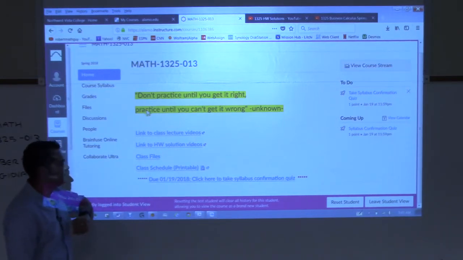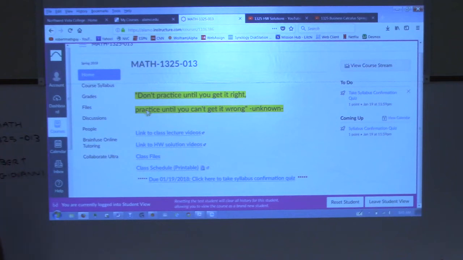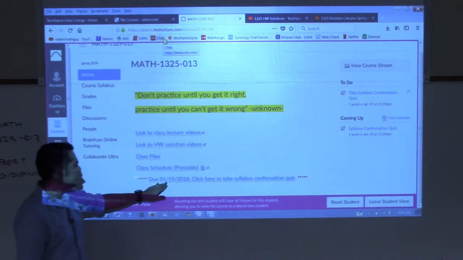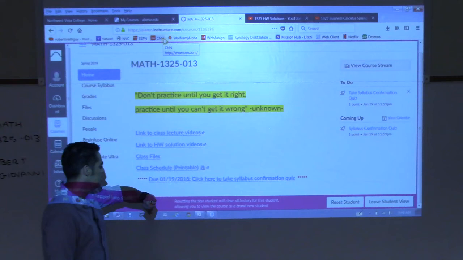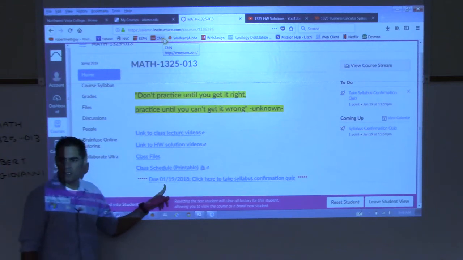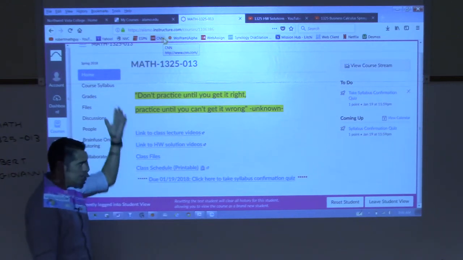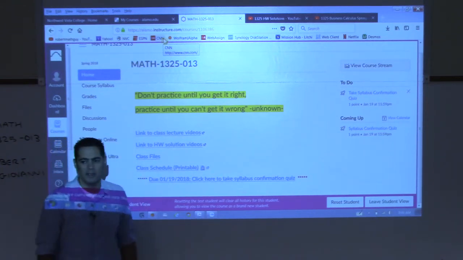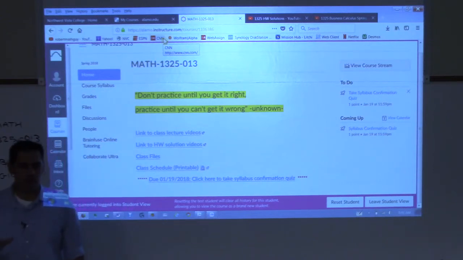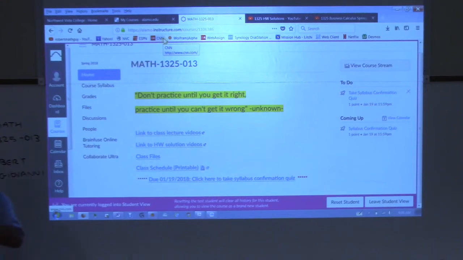And then the schedule. Now I do have a syllabus confirmation quiz. It's supposed to be due tomorrow, right? Tomorrow's the 19th. Let's just see if you can get this done by tomorrow. All you do is go into this website, click on that, and it's going to ask you basically yes or no that you understand the requirements of the course. That's basically you signing off on the syllabus.